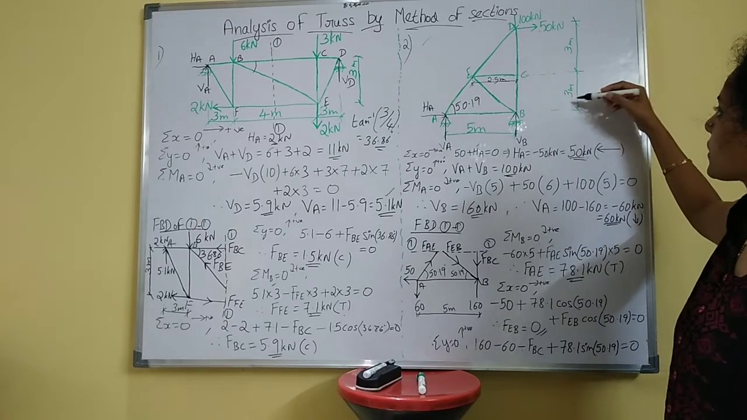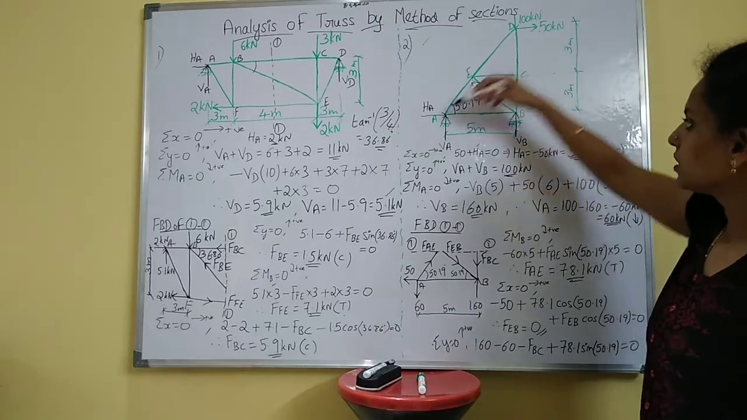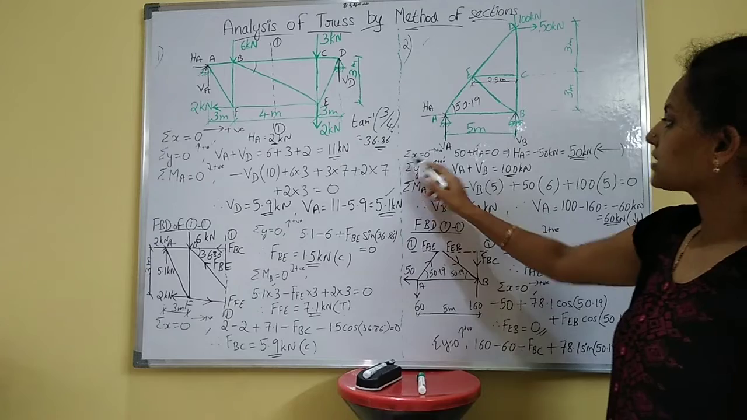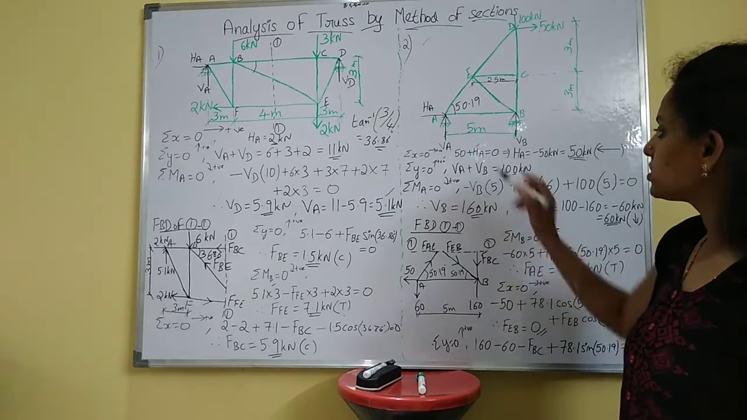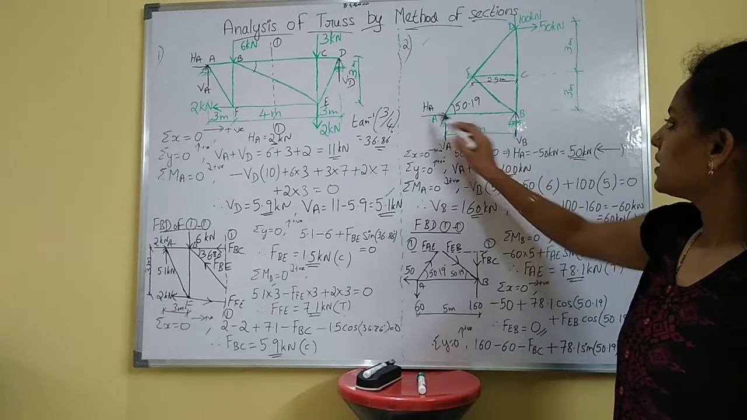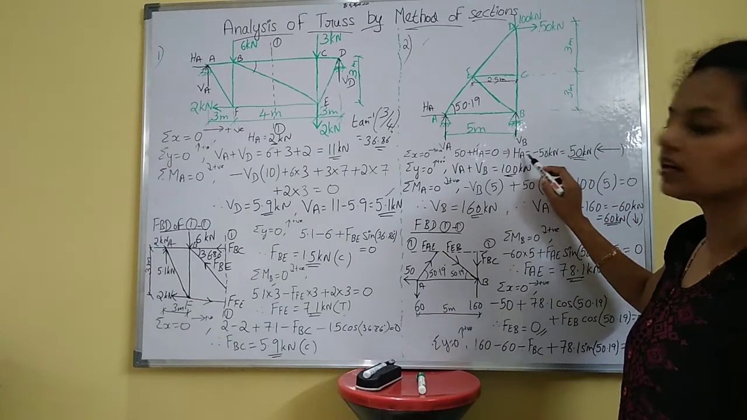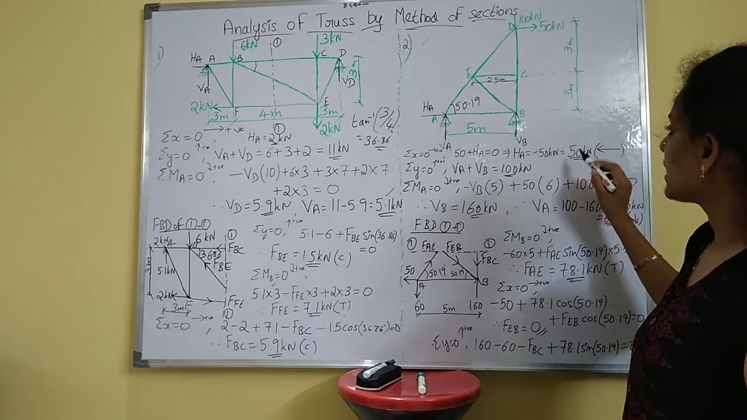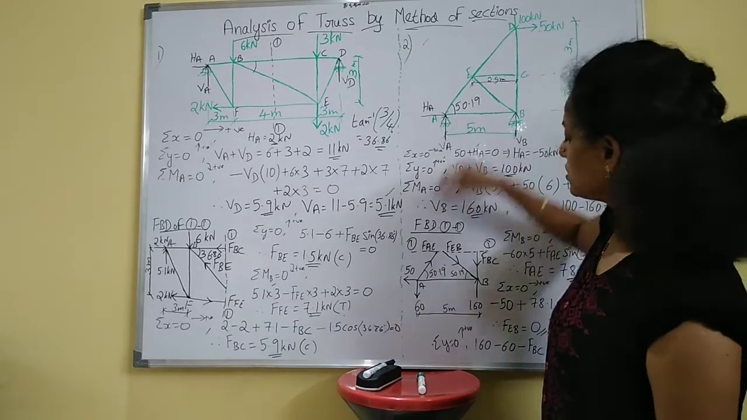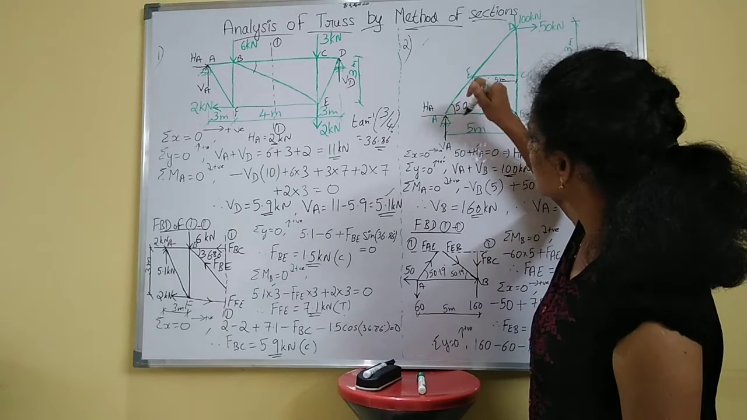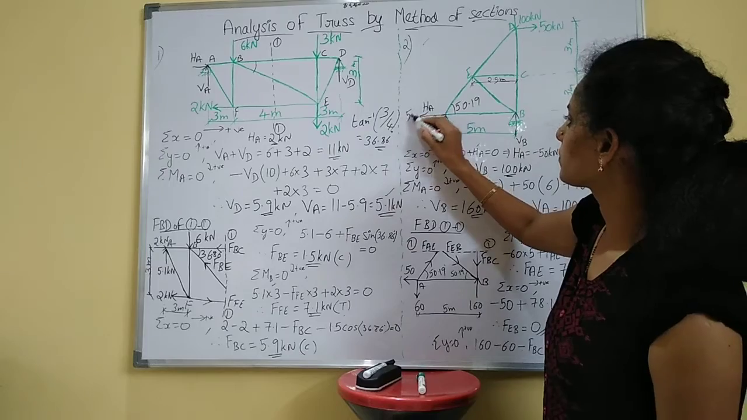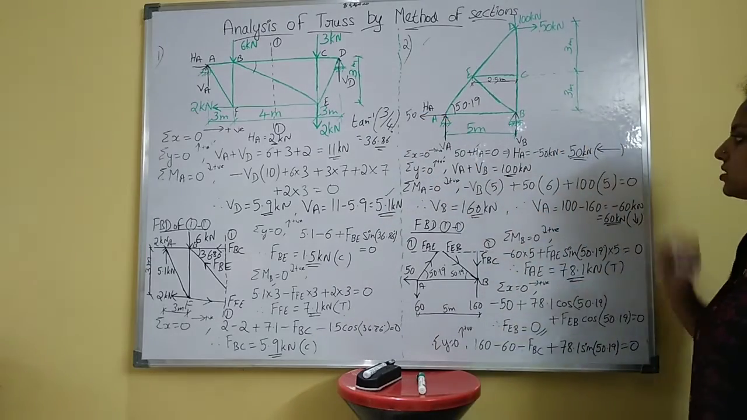Okay, three unknowns: HA, VA, VB. First step, find out the reactions. Summation Fx equal to 0, towards right as positive: 50 kilonewton plus HA equal to 0, where HA will be minus 50. Minus 50 means the direction you assumed is wrong, so just change that direction. It is in this direction, 50.